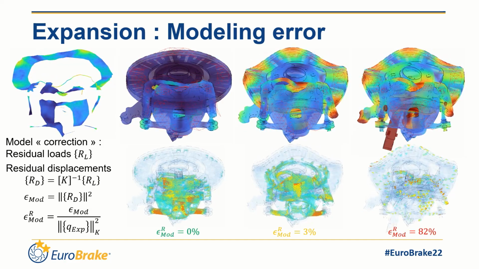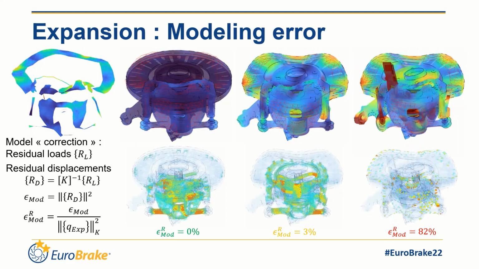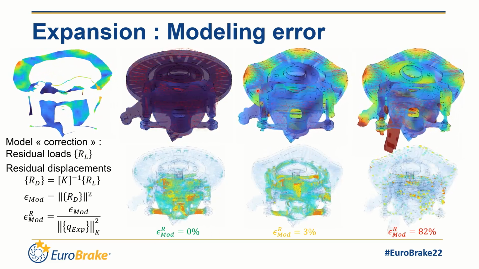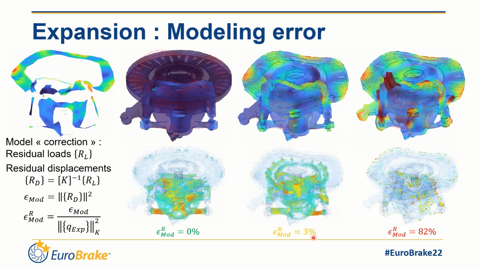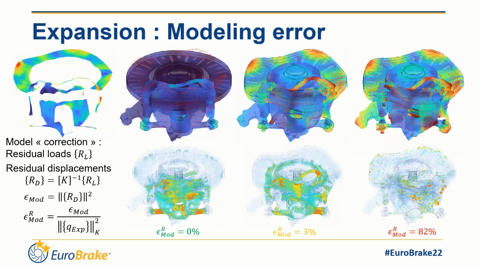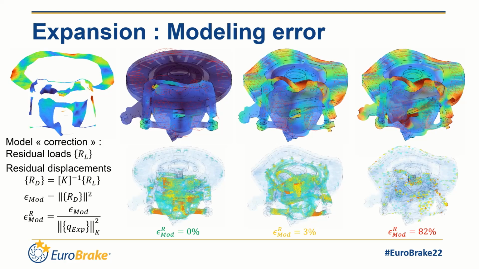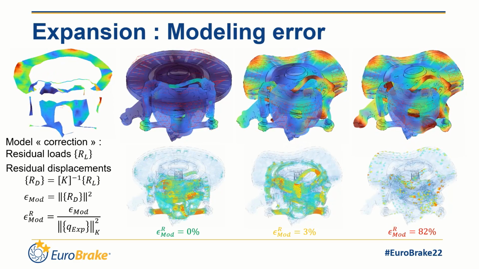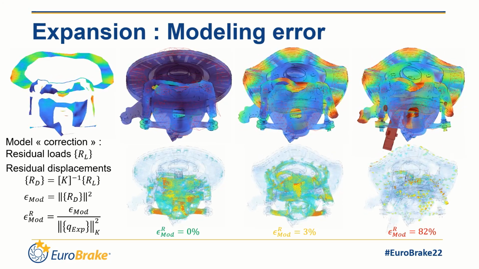For the first shape, with very small motion, few residual loads are applied and the model error is about 0%. For the second shape, a little more residual loads are applied, but they represent only 3% of model error, and the resulting motion is way closer to the measurement. Finally, for the third shape, far too high residual loads are applied, resulting in a model error of 82% and a concentration of model error at the sensor locations.